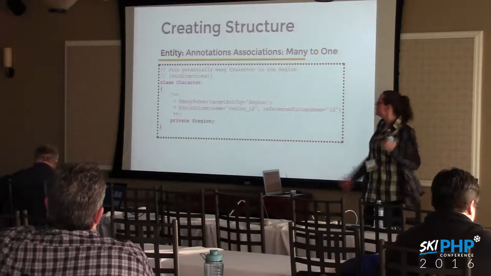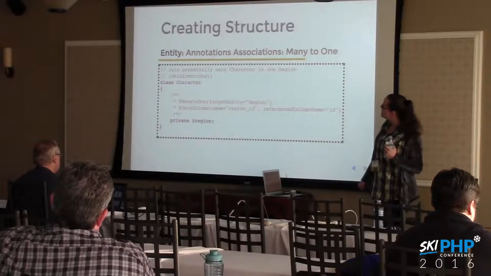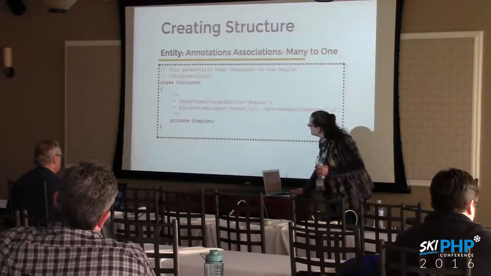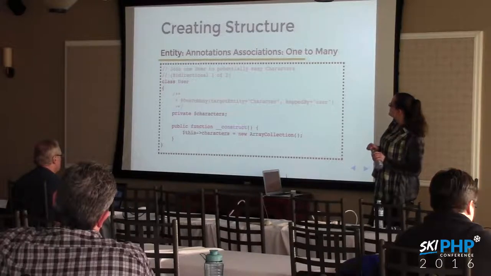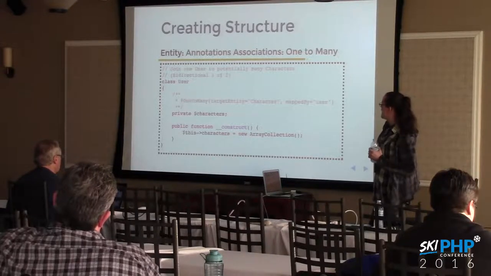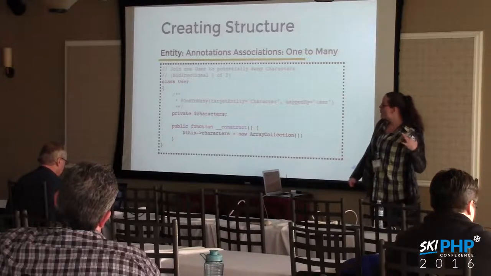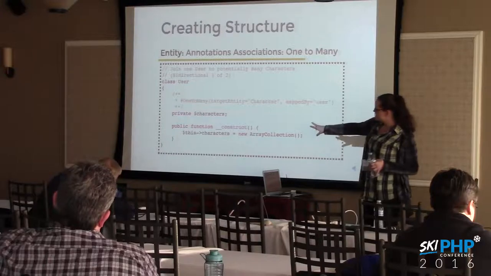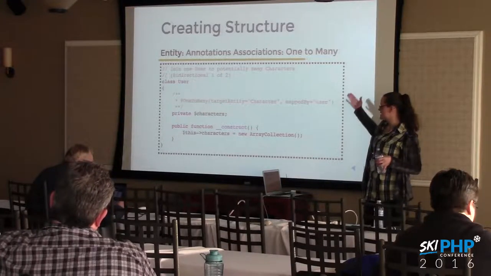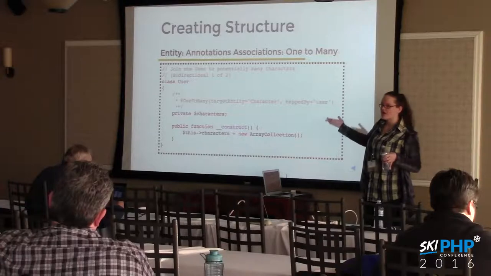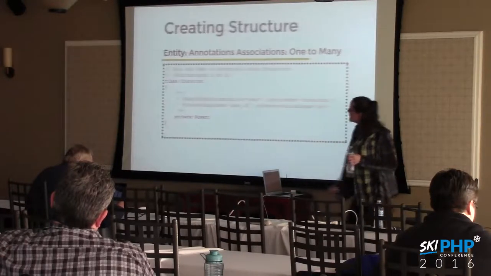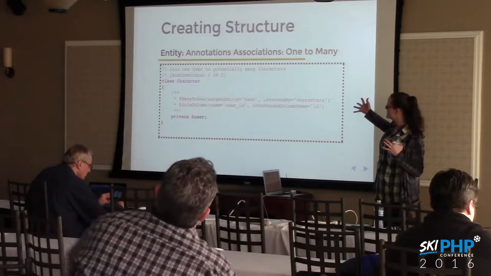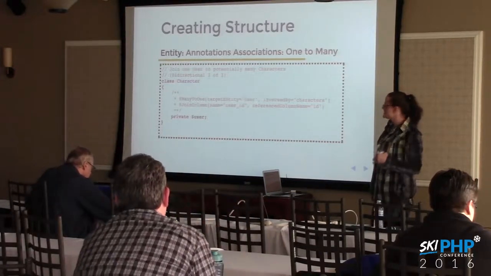And you can also do many-to-one. Here's a unidirectional many-to-one. Say you can have many, many characters in one region. And you can also do one-to-many bidirectional. So you can have one user be linked to many, many characters. And you can see that part of doing this is constructing an array of characters as part of that user object. And here is the other side of that, where you've got many characters linked to a single user.